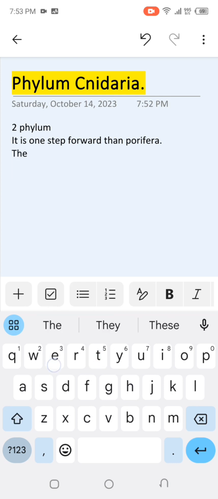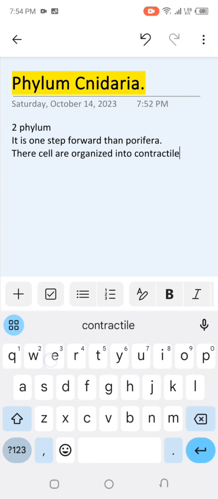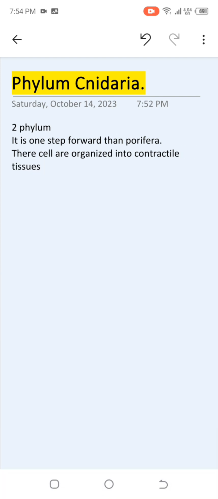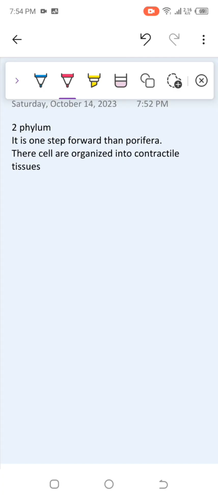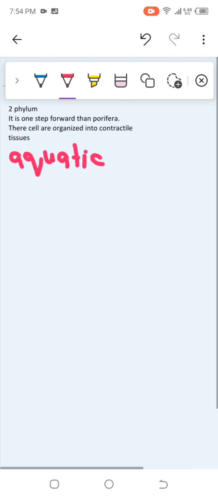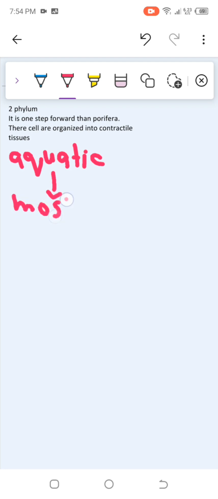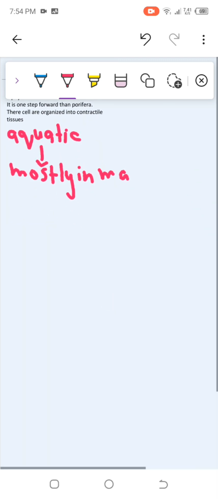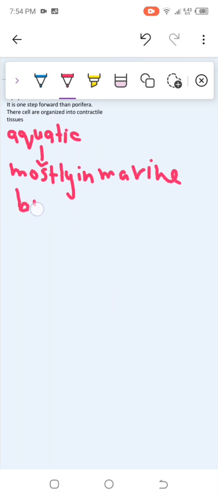Their cells are organized into contractile tissues. Phylum Cnidaria is totally aquatic. It lives in water. And among aquatic, mostly are in marine, but few are in fresh water.